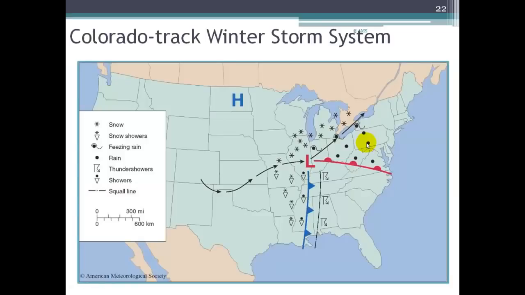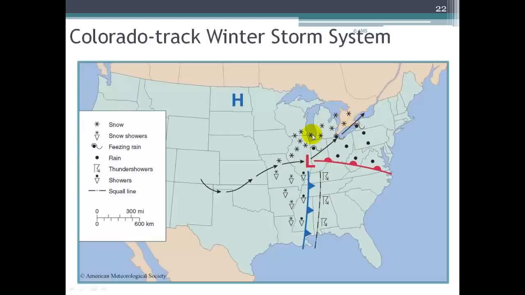Here's one of the tracks, the Colorado track, which is typical for a winter storm. And you can see the mid-latitude cyclone. So here's the low pressure that's defining the system. Here's high pressure behind it. And you see the different symbols here. So it's winter. Up here in the section where we have our warm air, we're going to maybe see some snow and some freezing rain if conditions are right.